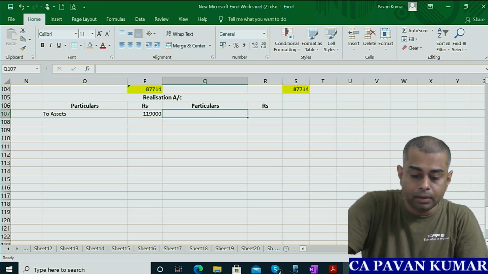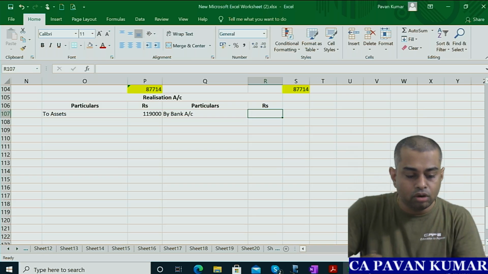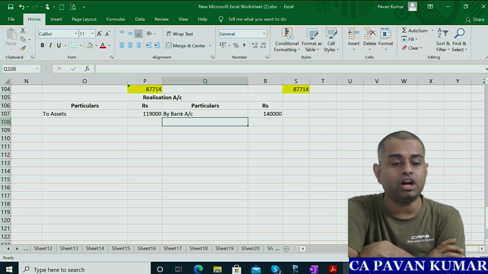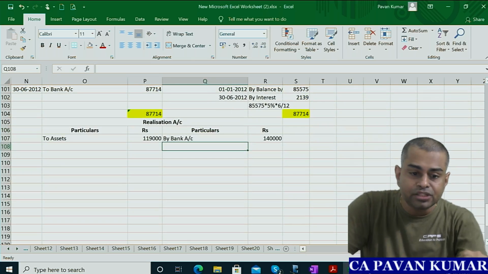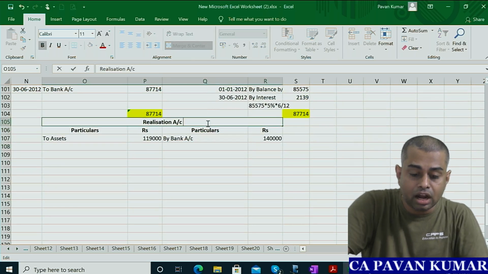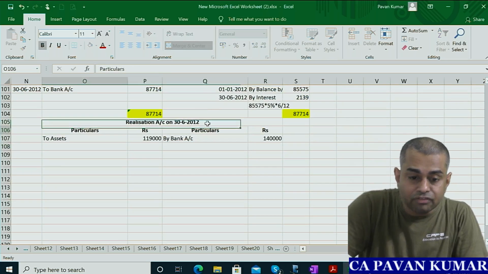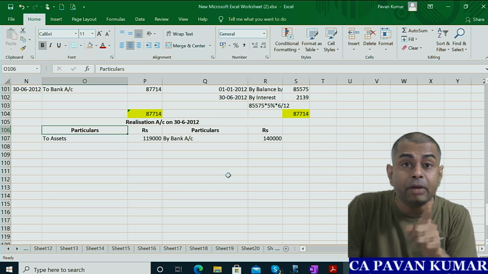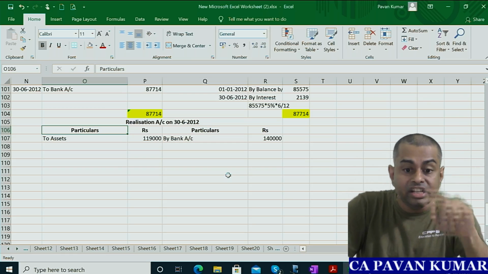Okay. Then by purchase consideration, by bank account, 1,40,000. How much we received? We received 1,40,000. Is there any other expense? Yes. These 6 months we are preparing realization account on 2012. In the previous P&L, we have considered interest paid to A's executor account. Interest paid to executor's account, we charge it to P&L.